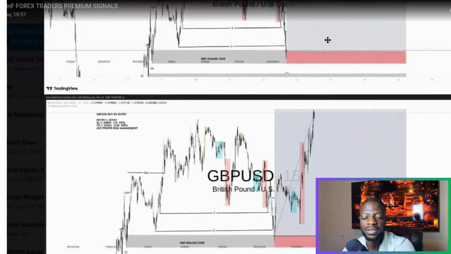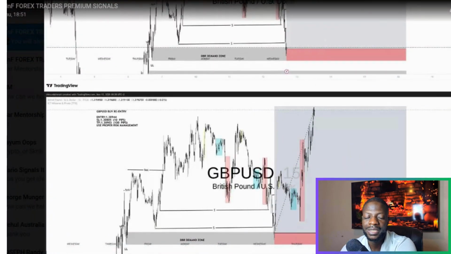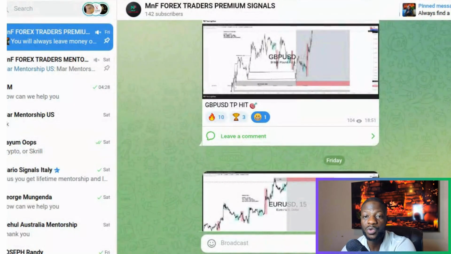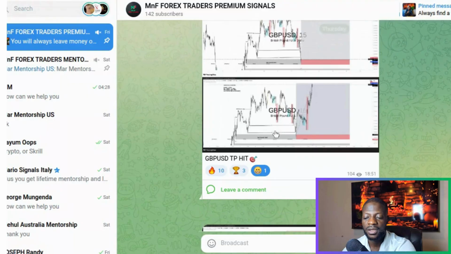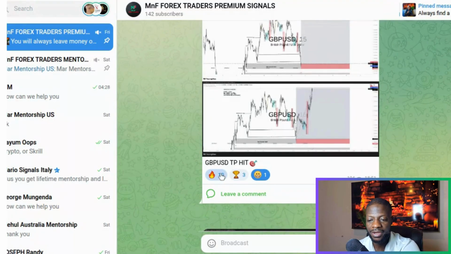Later on, we saw the market going all the way to take profit right here. This happened not randomly, but this happened because we chose not to give up after taking a stop loss. Okay, you can see that people ate right here a 1 to 10 risk reward ratio because of one decision of not giving up after taking a loss.